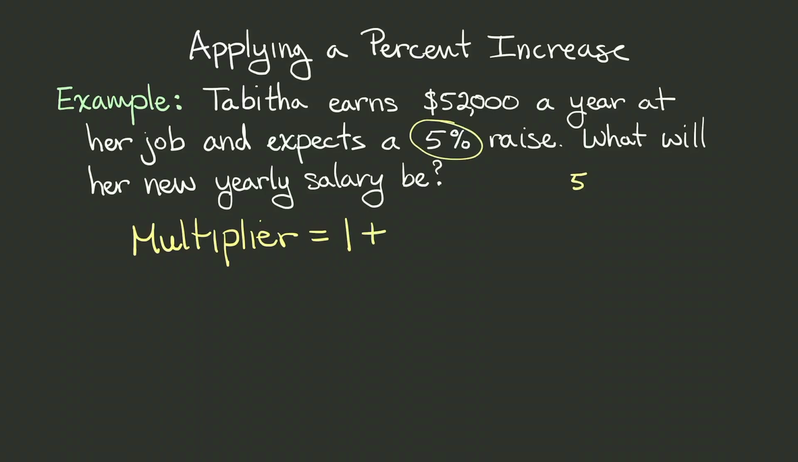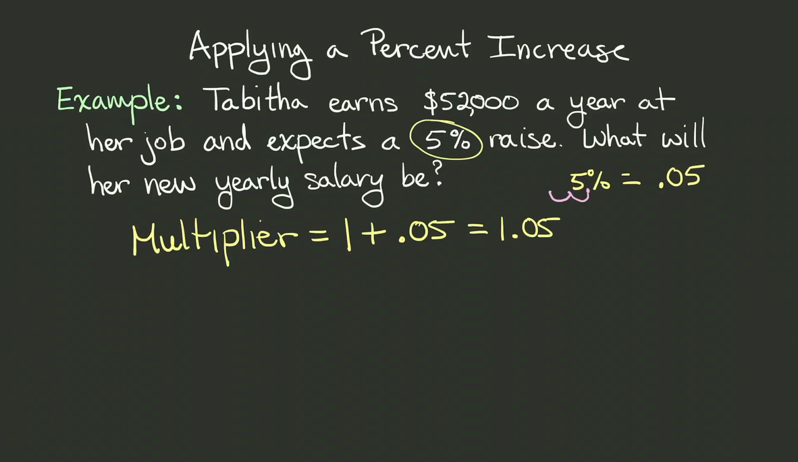And then 5% written as a decimal we'll get by moving the decimal place over to the left 2 places. Right, and so we'll end up with point, and then we put a 0 in the blank, 0.05. Okay, so we'll be adding 0.05. So our multiplier ends up being 1.05.